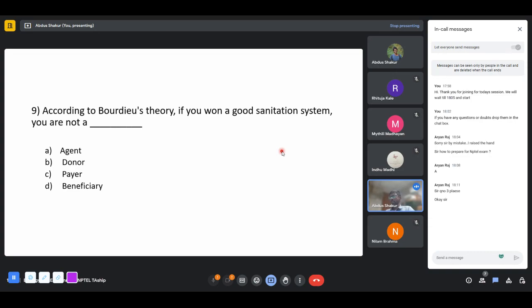According to Bourdieu's theory, if you run a good sanitation system, you are not an agent, donor, or payer, but a beneficiary. So the answer is beneficiary.